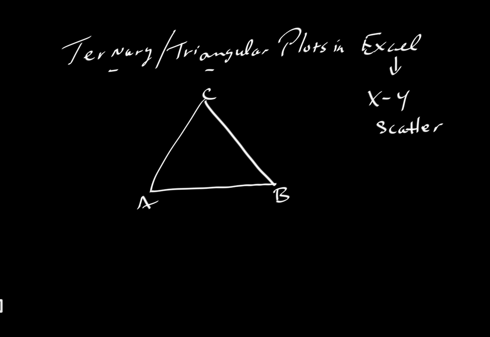Excel doesn't know how to make these kinds of plots. Instead, what Excel does is it makes scatter plots where we have an X horizontal axis and a Y vertical axis. So what we want to do is translate points that fall into the triangle, based on, let's say, things where A plus B plus C is equal to 1 or 100%, into XY coordinates.